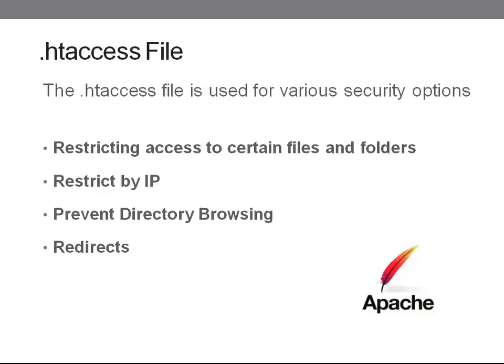A .htaccess file is a file that is used with Apache servers and some other servers, and we can use it to do pretty much anything in terms of securing our content. We can restrict certain files and folders so that nobody can view them. We can make it so that only people with certain IPs can view them. We can prevent browsing in empty directories or directories without an index file, and we can also set up redirects.